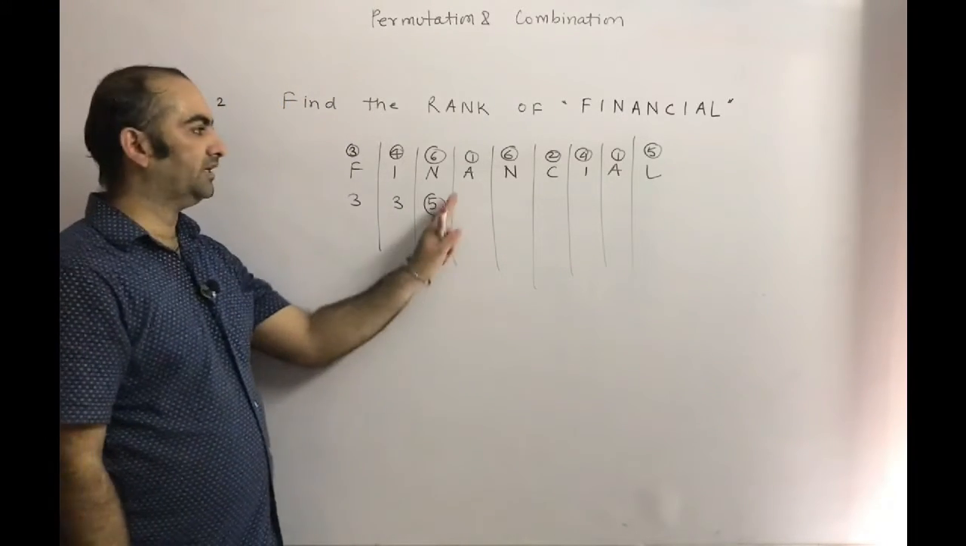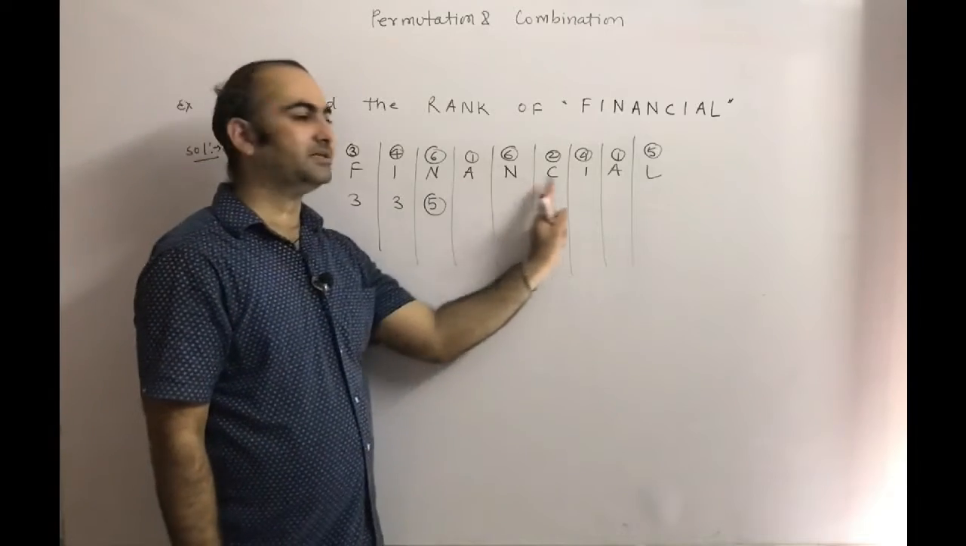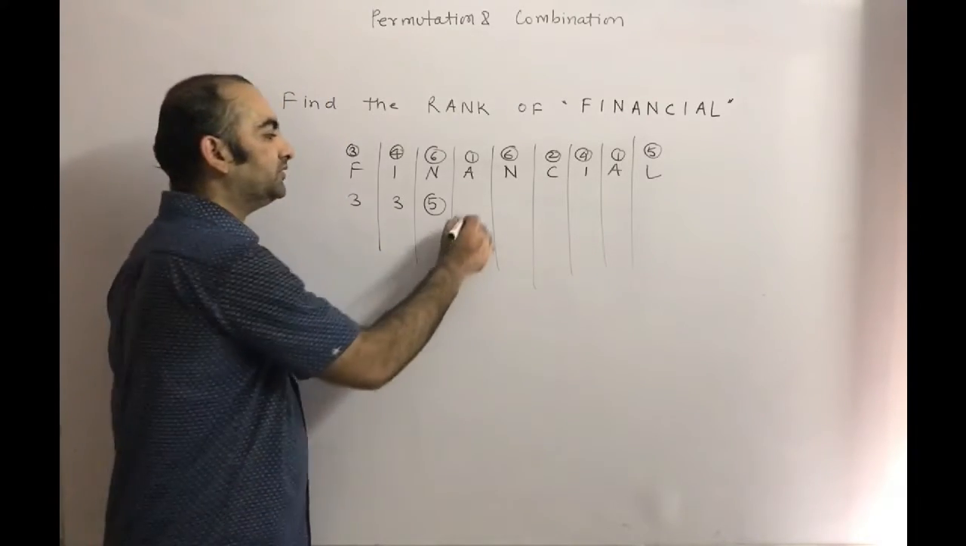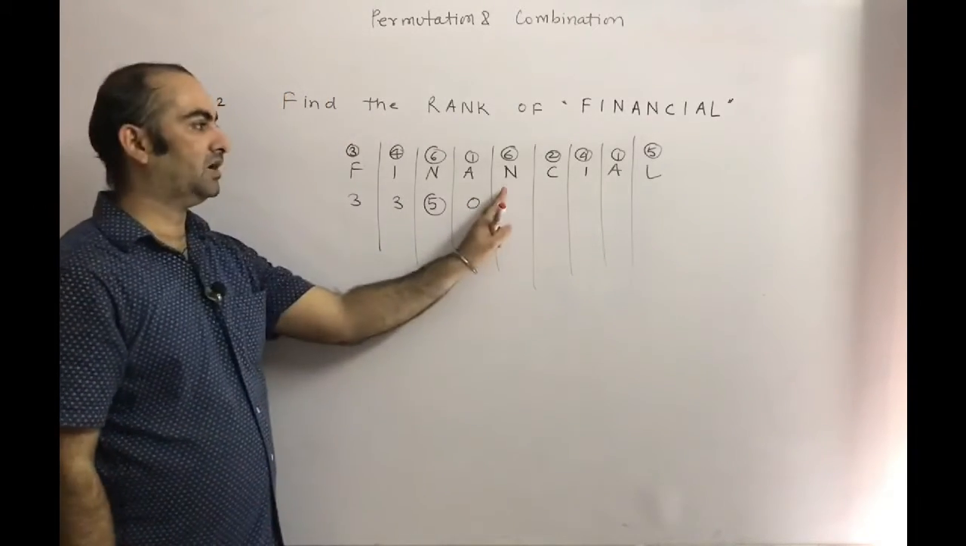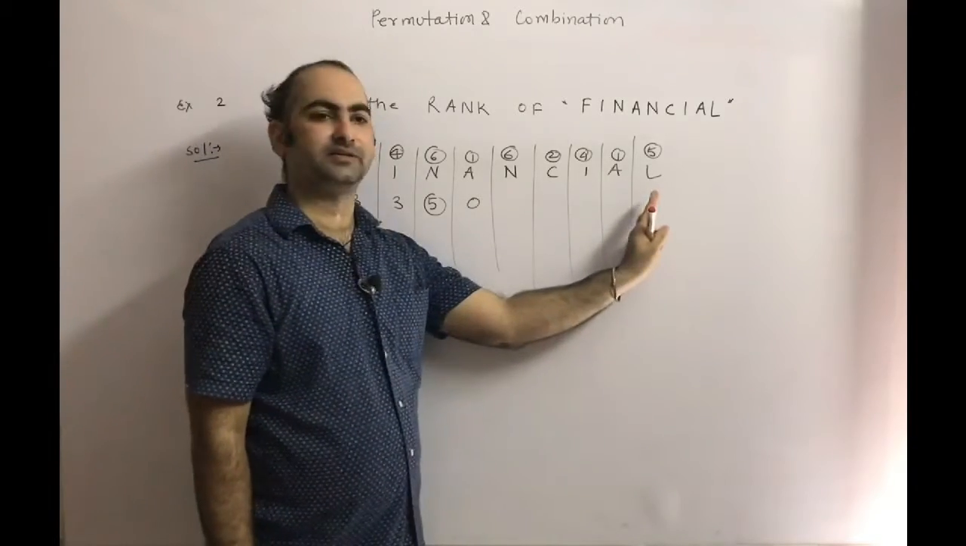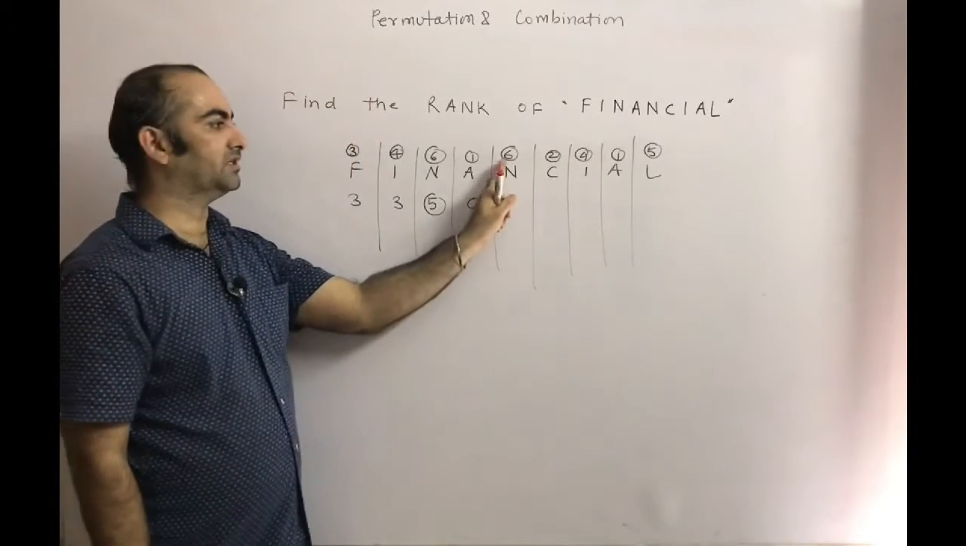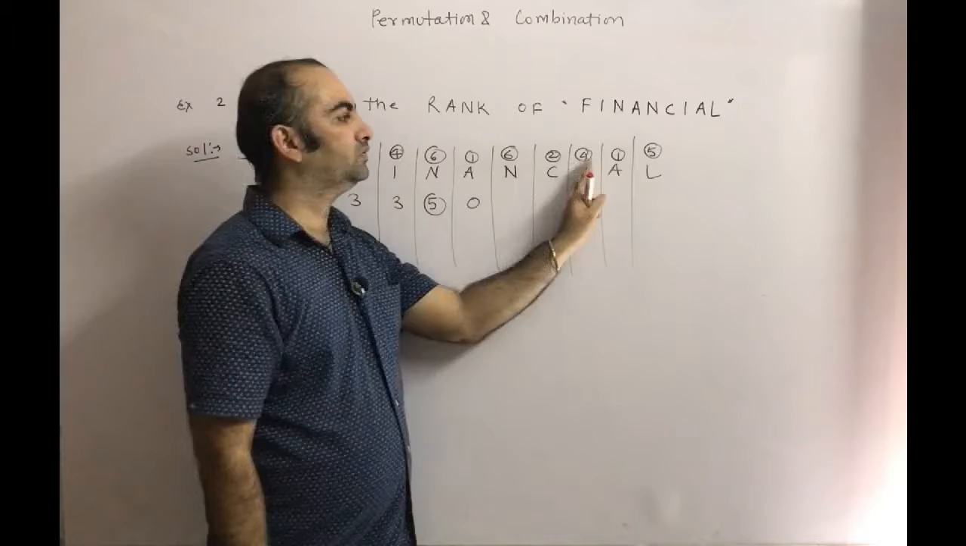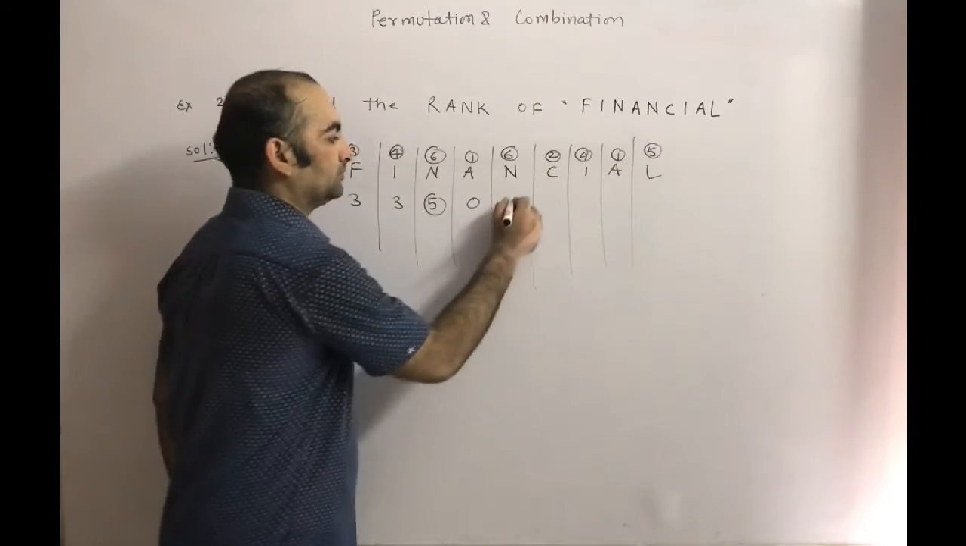Next is A. Above A on the right hand side, how many letters are there? That is 0. Next is N. Above N how many letters are there on the right hand side? Position of N is 6. So what will come, 1, 2, 3, 4. So 4 will come.